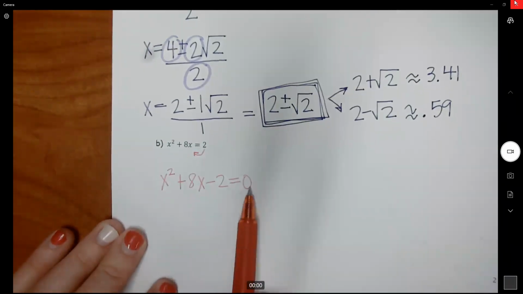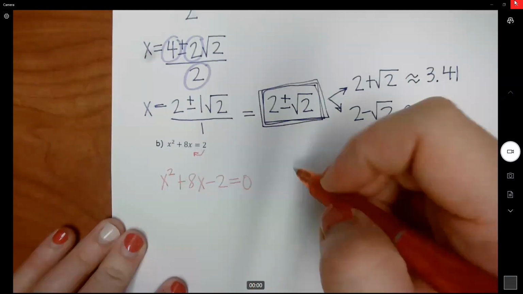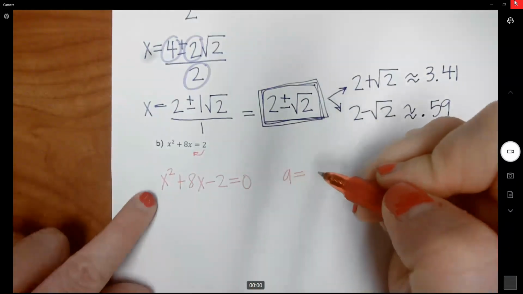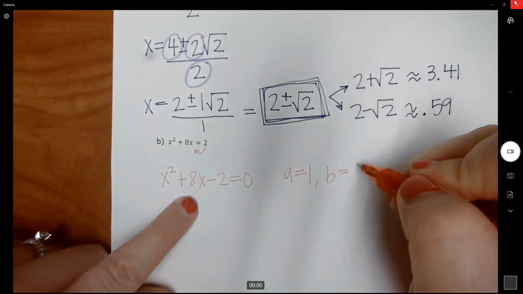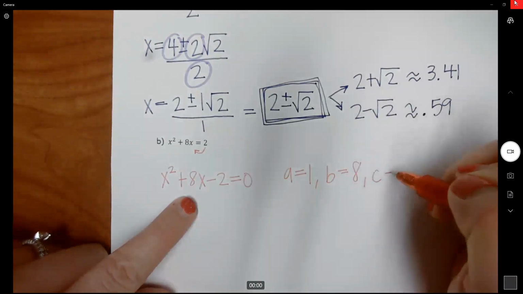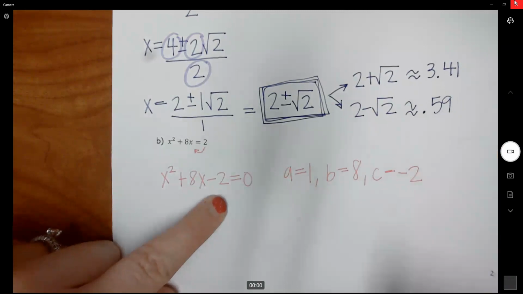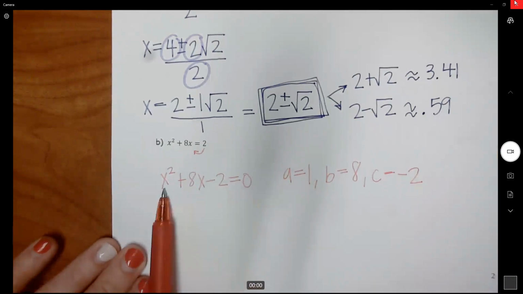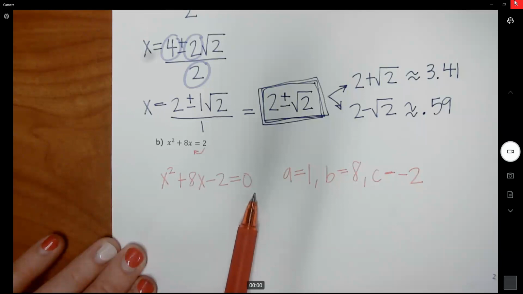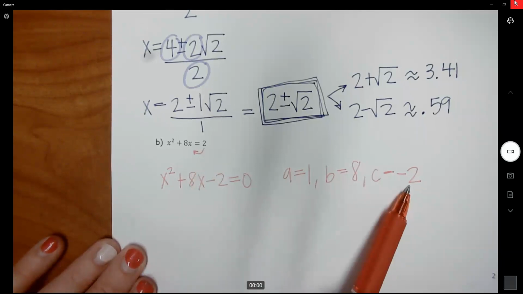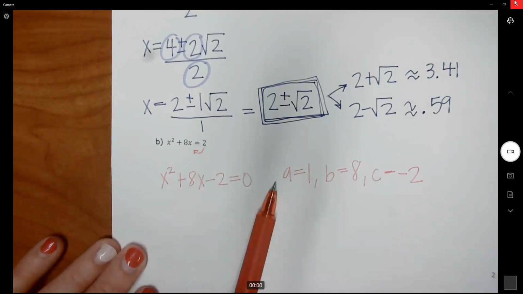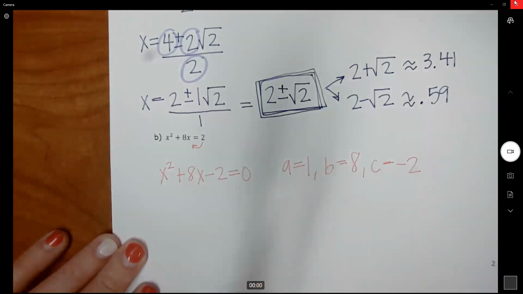Now that I have this in standard form, I can label my A, B, and C. My A is 1. My B is 8. And my C is -2. You need to make sure you label your A, B, and C from standard form because you can see up here in this equation, it almost looks like my C is a +2, but it needs to be negative. So make sure you put it in standard form first. Otherwise, these signs are going to be off.